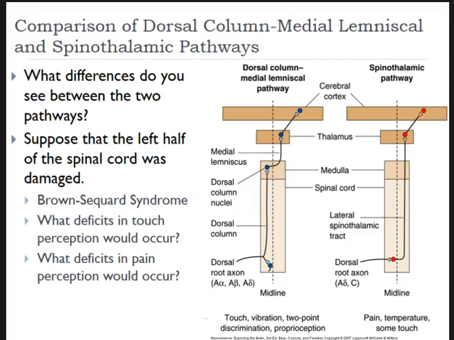So if your left half of your spinal cord was damaged, what deficits in touch perception would you expect to see, and what deficits in pain reception would you expect to see as a result of that damage? Sort of puzzle it out for a sec. So basically the answer is going to be, are you losing touch perception below the site of the injury on the left side or the right side? And same with pain reception. Are you losing on the left side or the right side?